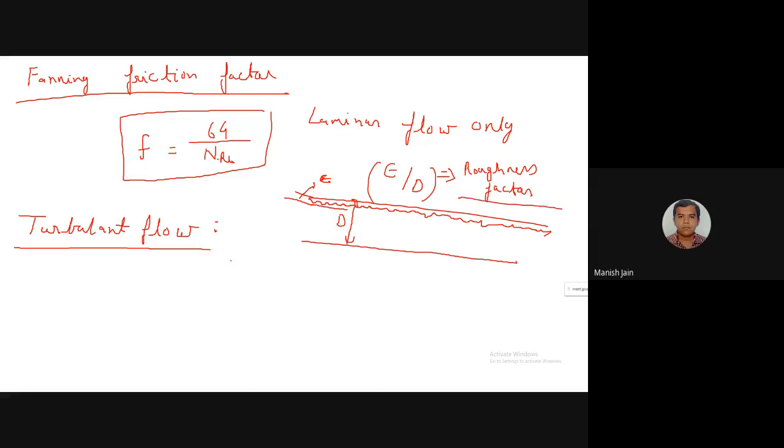Once you know the roughness factor, you can use the Moody's chart. Moody's charts are the standard charts used to calculate the friction factor in the turbulent flow region. These are log graphs, and they are available in the data books of fluid mechanics. In every book of fluid mechanics, you will find the Moody's chart. On the x-axis you have the Reynolds number, which is in logarithmic scale. On the y-axis you have the friction factor f, which is also in logarithmic scale.